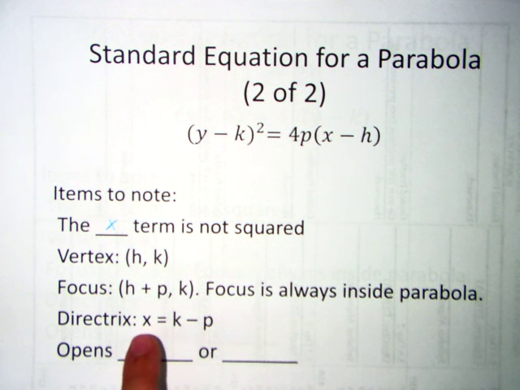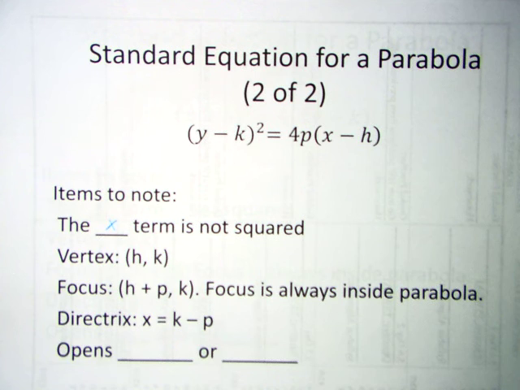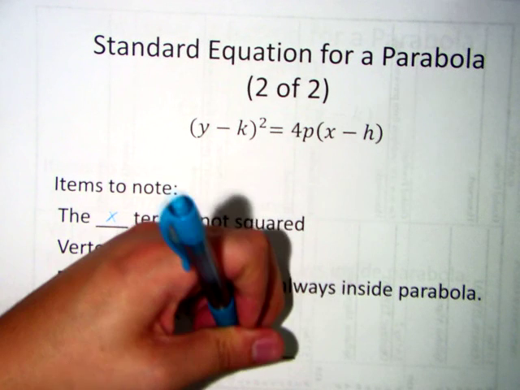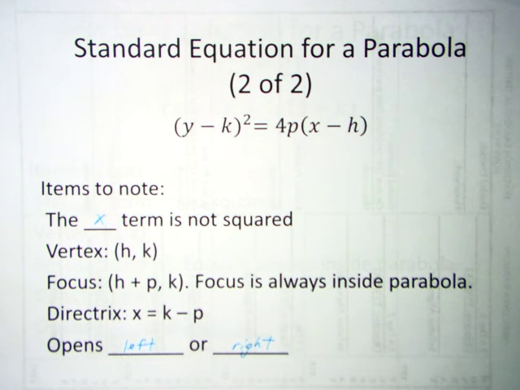Directrix, you can see this time it changes. Now it's an x instead of a y, so it's going to be a vertical line. That will be our directrix. And for this one, it's either going to open left or right. We'll do some problems on this to help you clarify how to use all of this information.